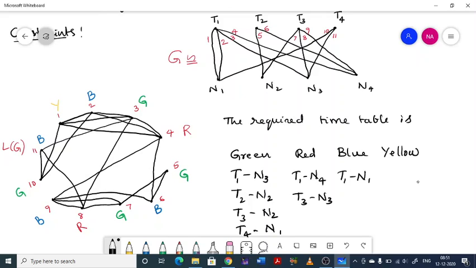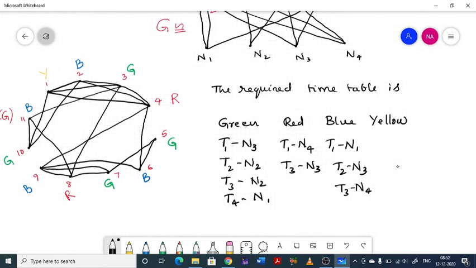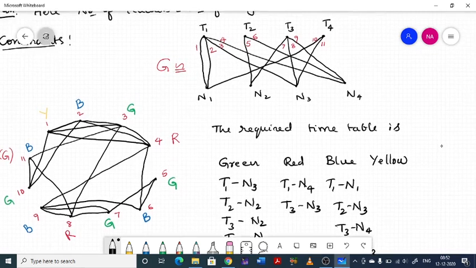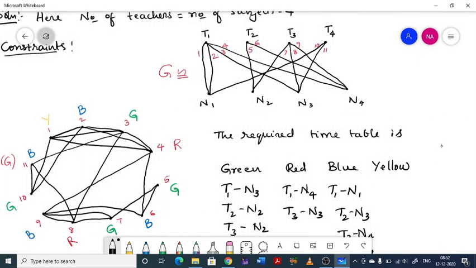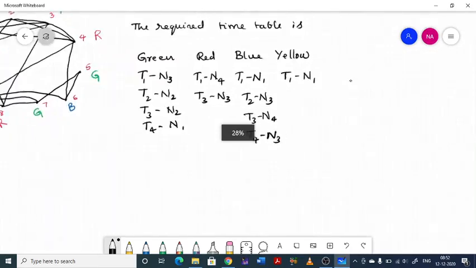Okay, then 6 is an edge between T2 and N3. Next, 6 is over. 9 is an edge between T3 and N4. Finally, 11 is an edge between T4 and N3. Yellow, there is only one color, that is an edge between T1 and N1. Therefore we got the required timetable.